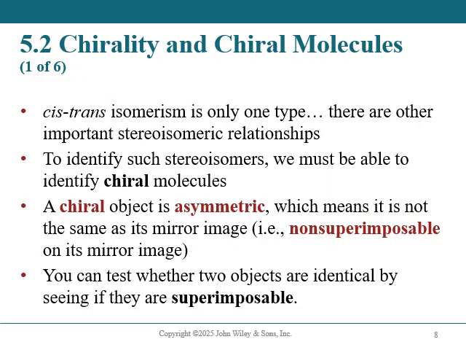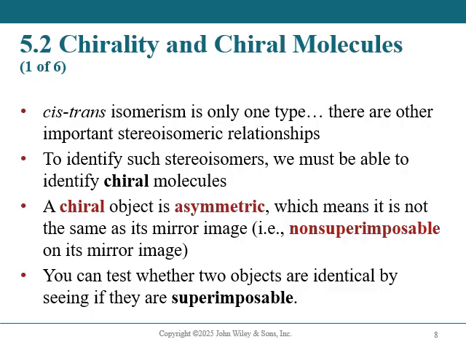Cis-trans isomerism is only one type. There are other important stereoisomeric relationships. To identify such stereoisomers, we must be able to identify chiral molecules. That's going to be a big point throughout this chapter. We're going to be looking at that many times as we progress throughout the various sections.